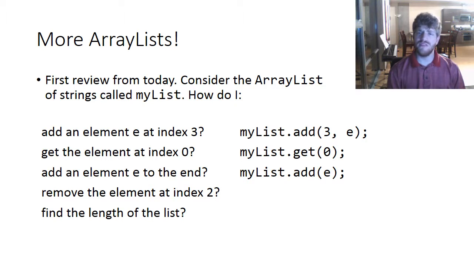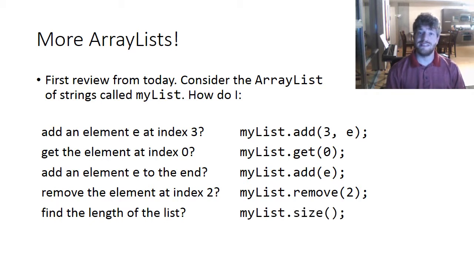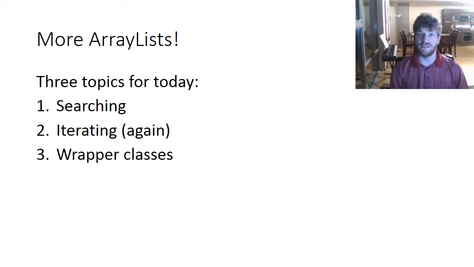What if I want to remove the element at index 2? Hopefully you said mylist.remove(2). Remember, the way this works is we identify the element at index 2 and we simply remove it from the array list. And what if finally I want to find the length of the list? What if I want to determine how many items are in the list? Well, if you remember, that's just mylist.size(). So this is a quick summary of what we've learned already. Now let's move on to the new material.